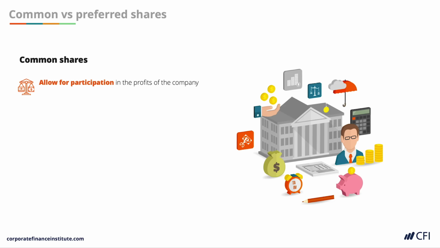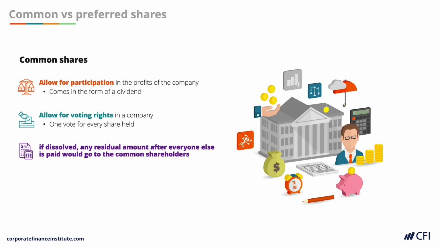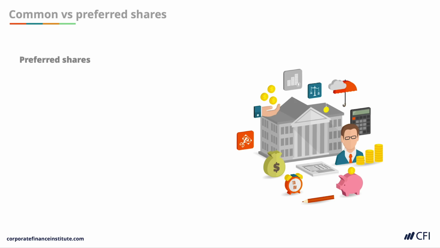The participation normally comes in the form of a dividend. Common shares also allow for voting rights in a company. Common shareholders are usually allowed to cast one vote for every share held. Finally, if a company were to be dissolved, any residual amount after everyone else was paid would go to the common shareholders. Equity may include preferred shares.